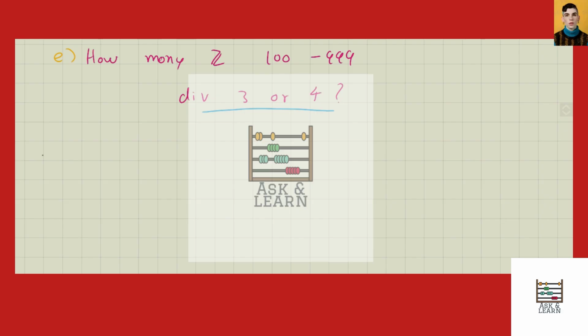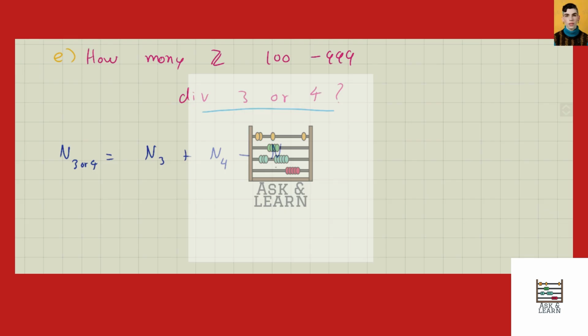When you can divide by 3 or 4, I'm going to put that as n3 or 4, it means how many of those integers are divisible by 3 plus how many of those integers are divisible by 4, and we need to subtract the intersection of them.